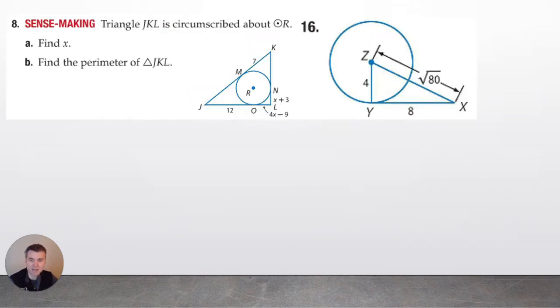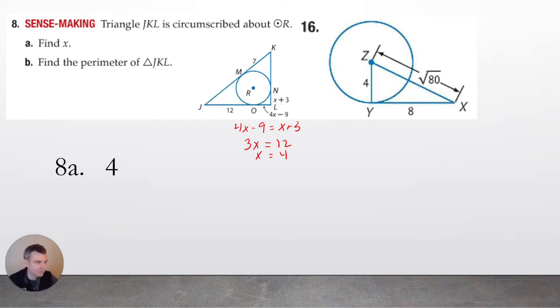All right, moving on. Number 8, we had to find x so that triangle JKL is circumscribed about circle R. So in order to do that, segment LO must be equal to segment LN. So 4x minus 9 has to equal x plus 3. If you add 9 to the right, subtract 1x from the left, you get x should equal 4.